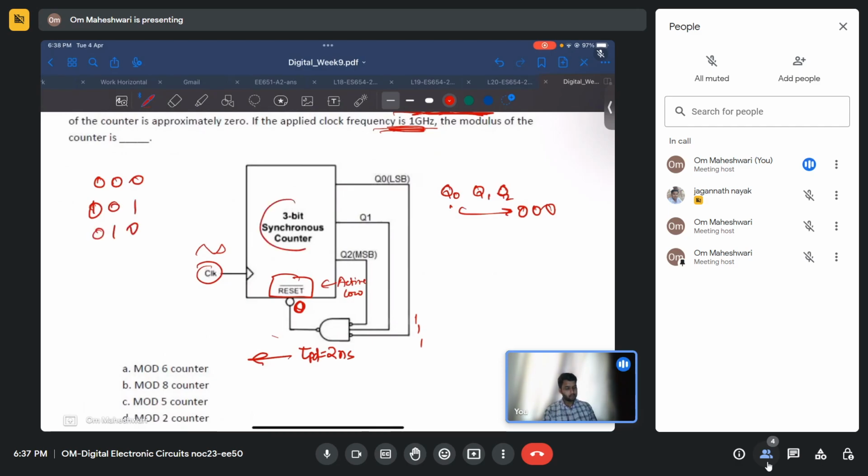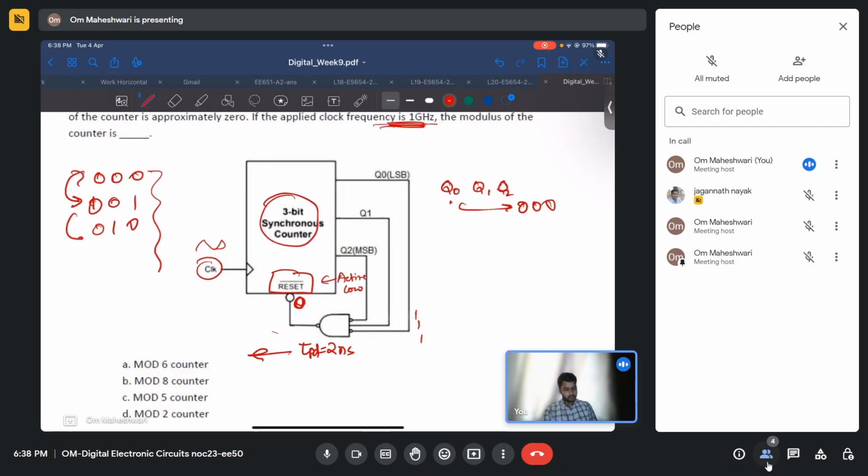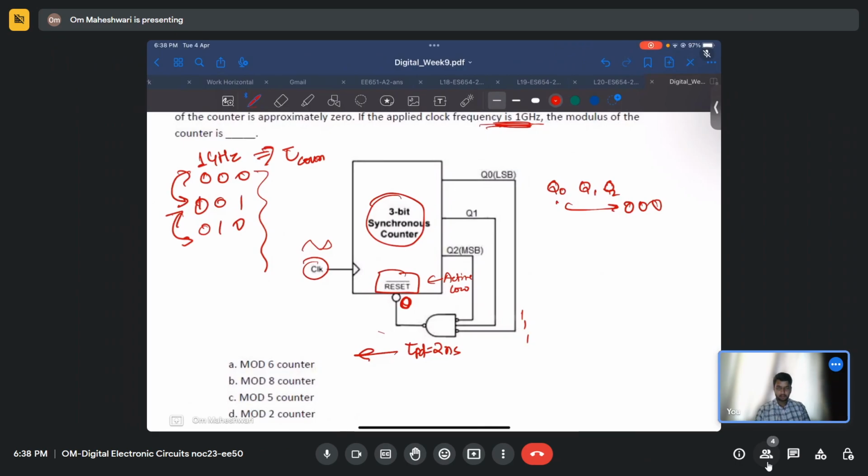Clock frequency means how fast the counter goes through 000, 001, 010. So this is a 3-bit counter, it will count like this. So how fast will these states change with 1 gigahertz frequency? 1 gigahertz means the time period is 1 upon 1 into 10 to the power 9, that is 1 nanosecond. So between each count, the clock has a 1 nanosecond cycle.